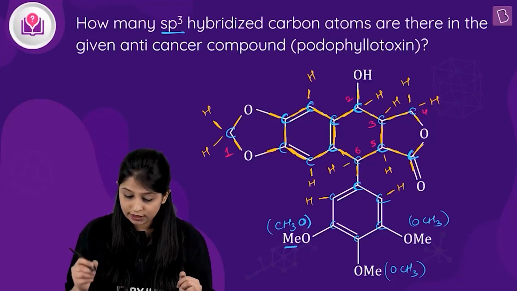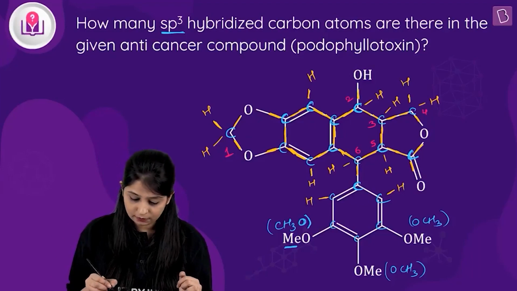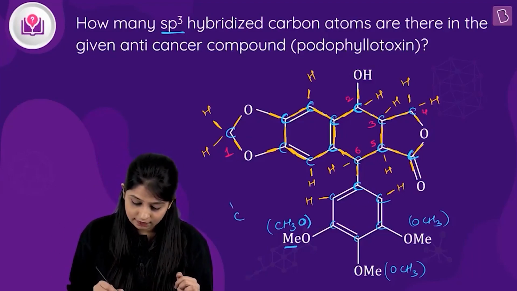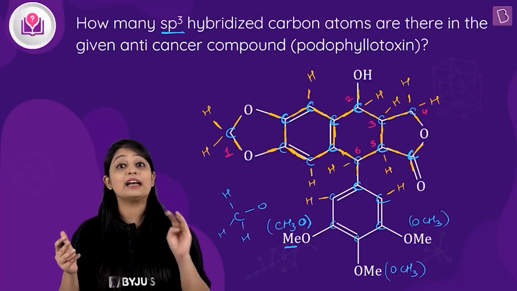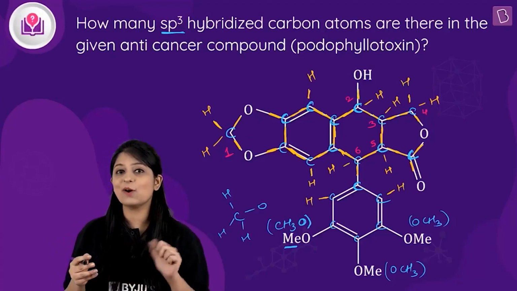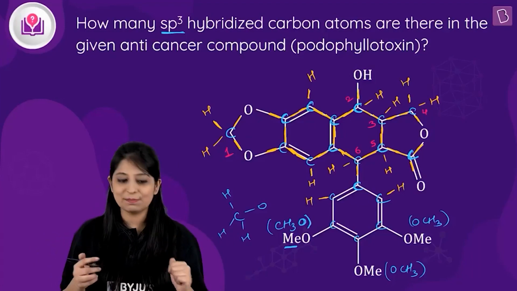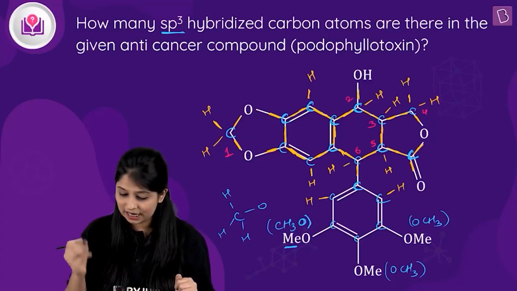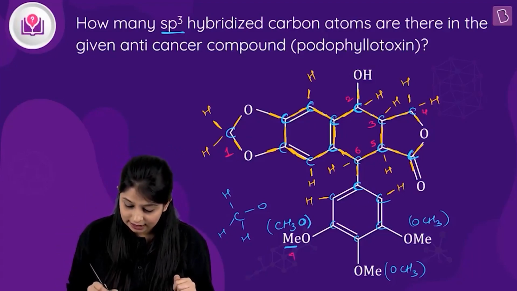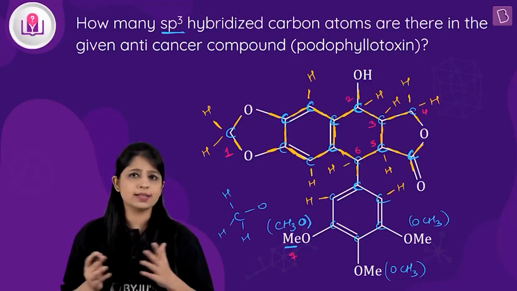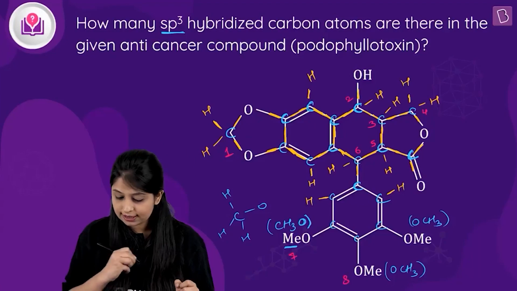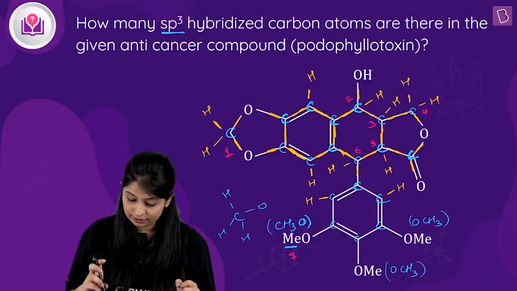Okay, so looking at these carbon atoms, what can we say about them? Well, we have C, we have H, and O, right? So it is making 4 sigma bonds. Steric number is 4. Hybridization is sp3. So this is our 7th carbon atom, which is sp3 hybridized. Similarly, the other 2 are exactly the same. So even this carbon atom is sp3 hybridized.